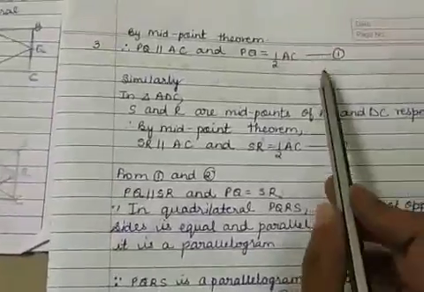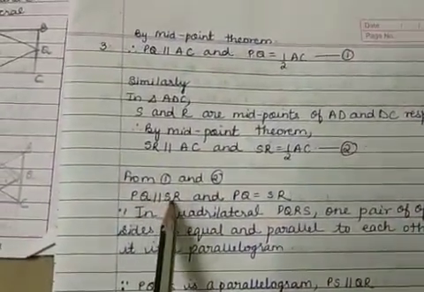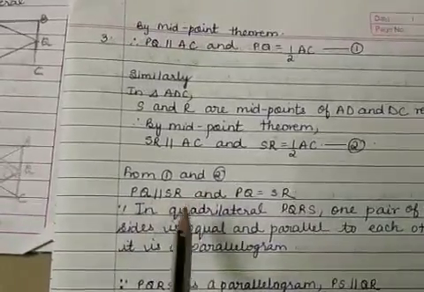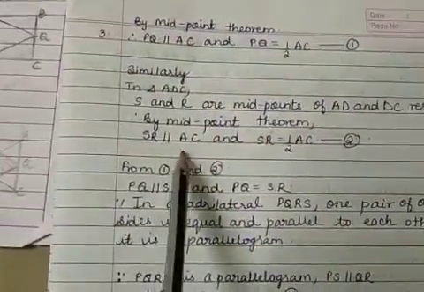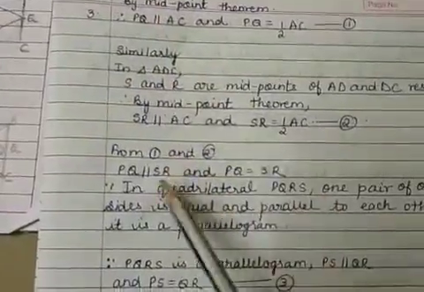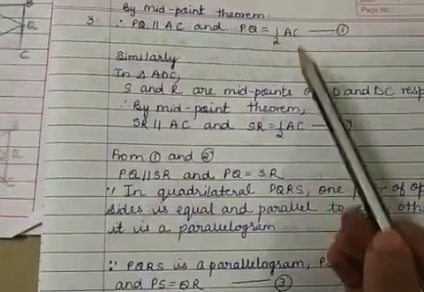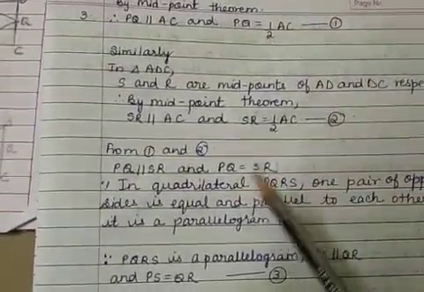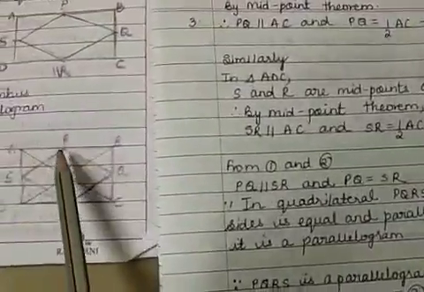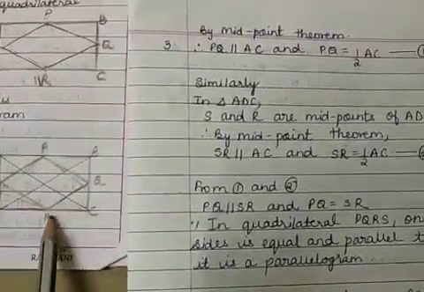So from 1 and 2, PQ is parallel to AC and SR is parallel to AC. So we can say PQ is parallel to SR. And PQ is half of AC and SR is also half of AC. So PQ is equal to SR. So we have got PQ is parallel to SR and PQ is equal to SR, correct?